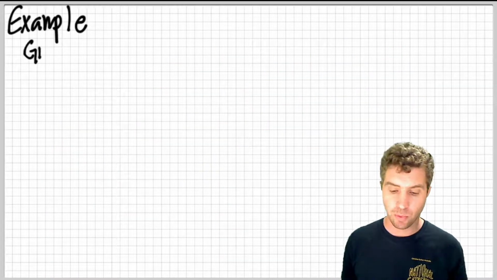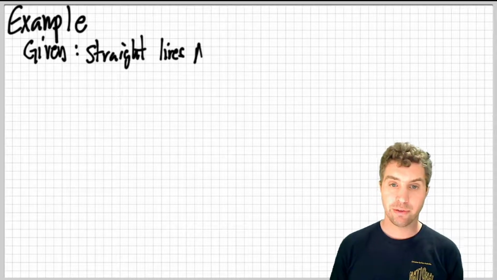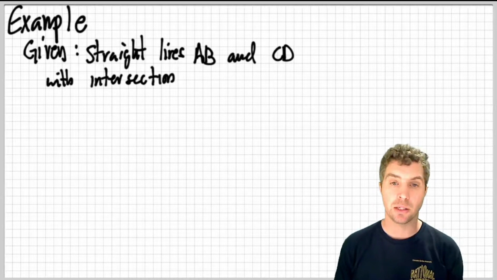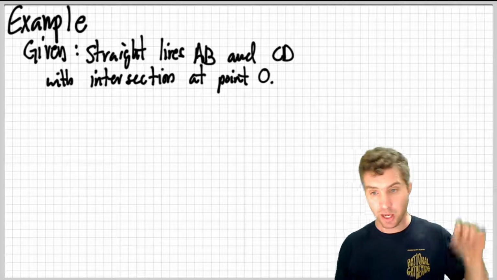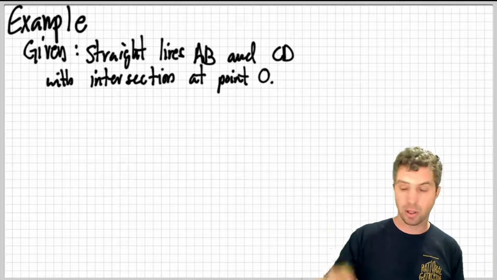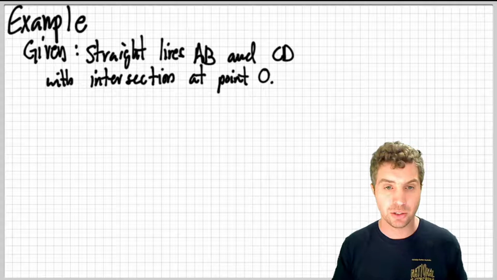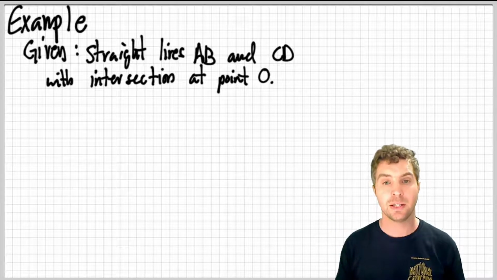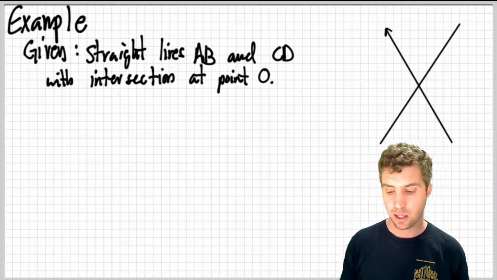In this example, we're going to start with this given information that we have two straight lines. One we're going to call AB with A and B on either end, and the other line is CD with C and D on each end. And those two lines are going to cross at intersection point O. Okay, so let's draw this.